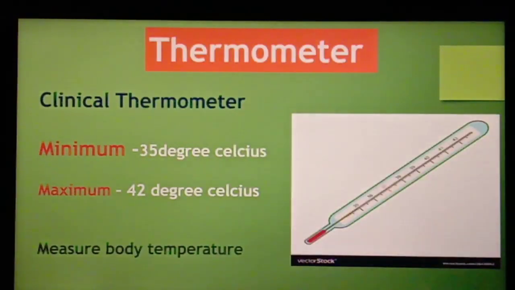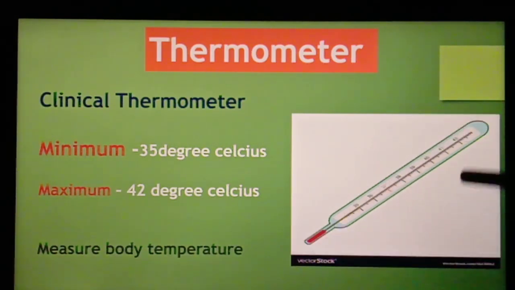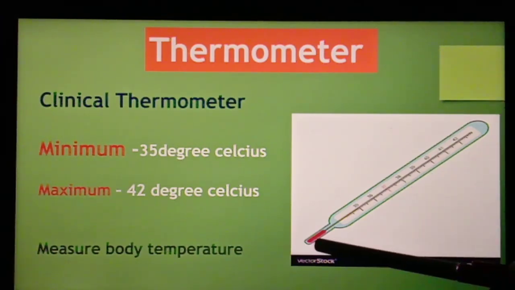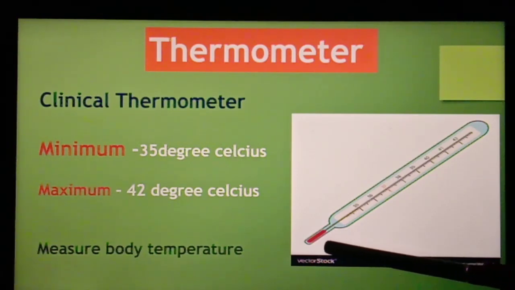This temperature can be easily measured by a thermometer. We have two different kinds of thermometers. So let us talk about the clinical thermometer first. As you can see in the picture, this is a clinical thermometer, which we all can see in our homes. We use this thermometer to measure our body temperature, right? It has a bulb here, which contains the mercury inside it.